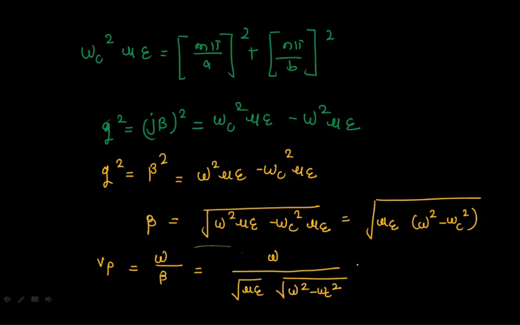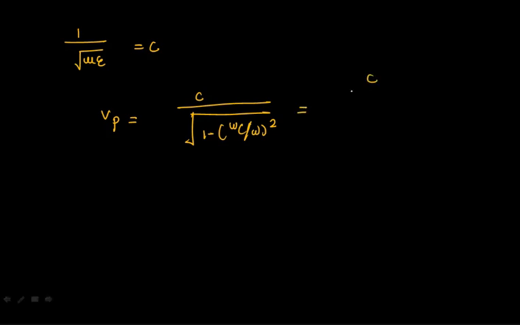ठीक है? So if I'm dividing each and every term with the omega, I can write mu epsilon, the omega will become 1, and when it goes inside the square root it will become a square. That's why this term will be 1 minus omega c by omega, whole square. Okay? Now 1 upon root mu epsilon is nothing but c, that is the velocity of light.